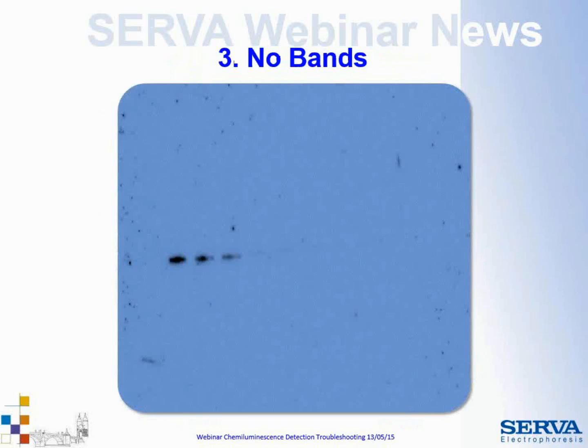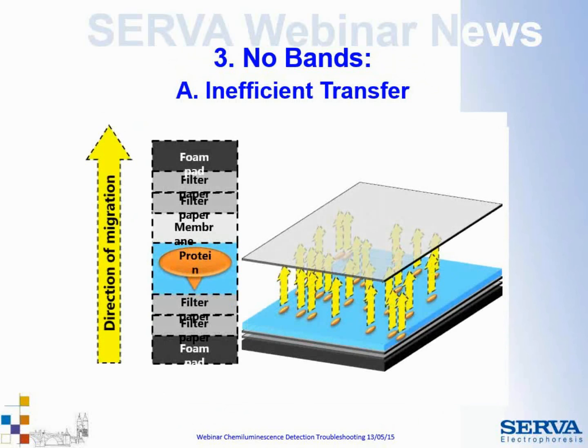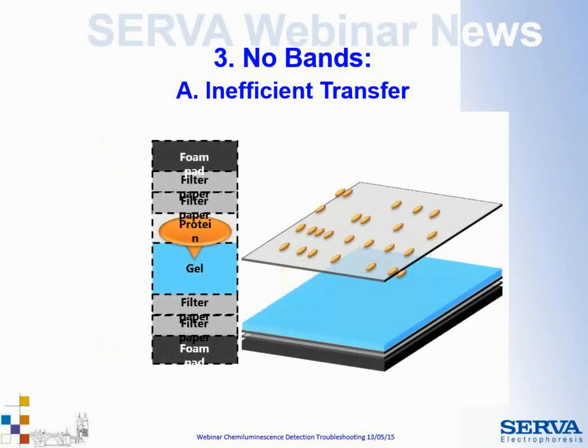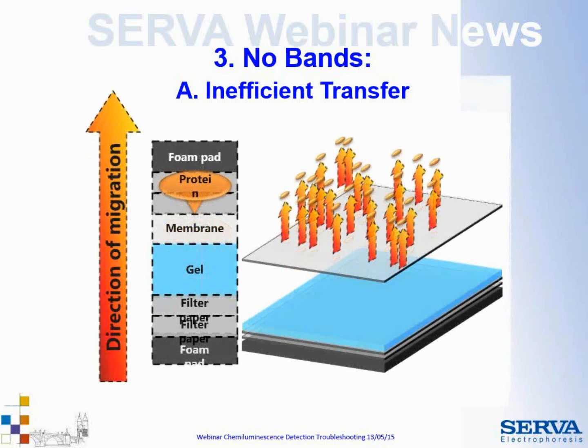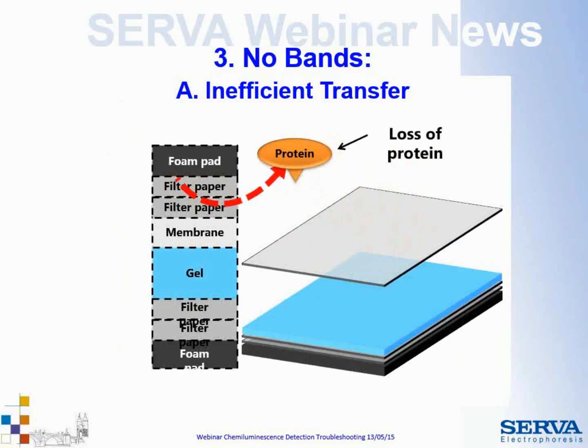So why are there no bands or very weak signals on the blot? This can be the cause of inefficient transfer. If the proteins are transferred onto the membrane, everything is okay. But if the transfer conditions are not good, so the time is too long or the voltage is too high, the proteins will be blotted through the membrane into the filter paper. And so you will lose the protein or part of your protein, and it won't be visible on the Western blot membrane in detection.